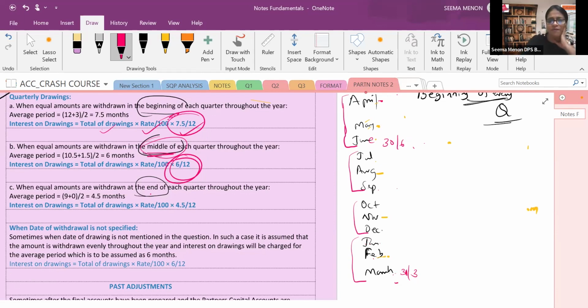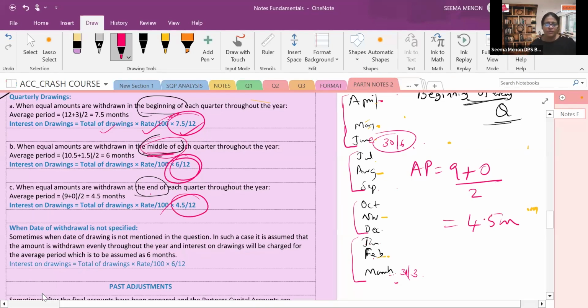Now see after the first withdrawal, when is the very first withdrawal? At the end of every 3 months, after April, May, at the end of June they withdrew. Then how many months are left? 9 months. So average period is equal to 9 months plus, here see, March 31st they had withdrawn. How much time is left now? Nothing is left. 0 upon 2. So this you solve, you will get 4.5 months. You can see here 4.5 months.